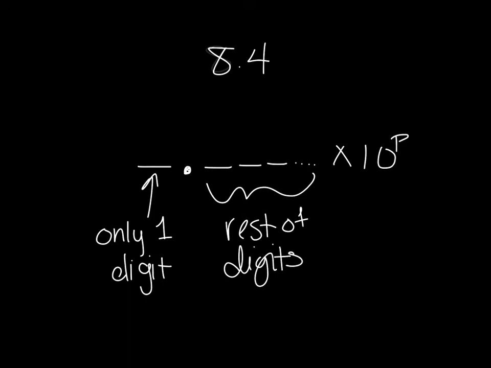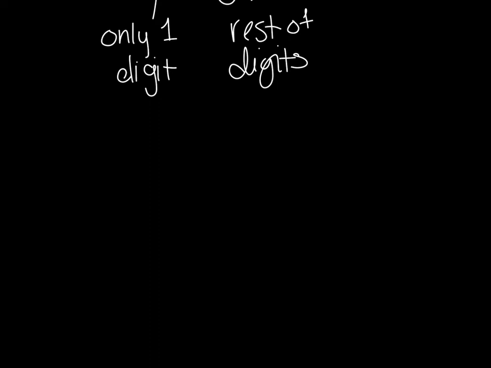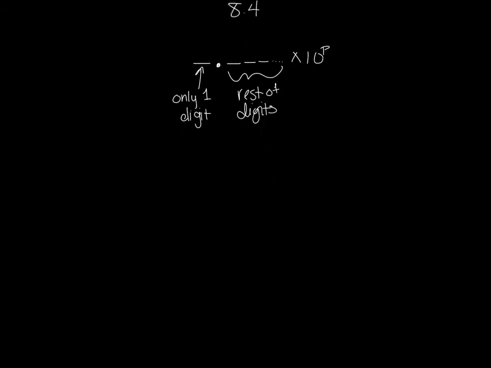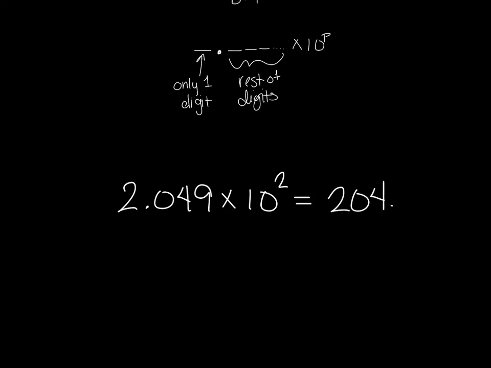All right, and so now it's just a matter of, why does this work? What's going on? So let's just see. If we look at an example, let me bring this back down a tiny bit. Then we don't take up too much room. So let's say I had 2.049 times 10 to the second power. This is really the same thing as 204.9.